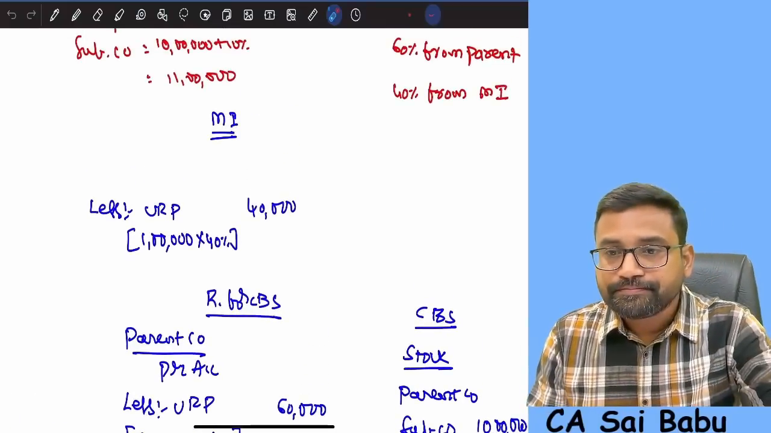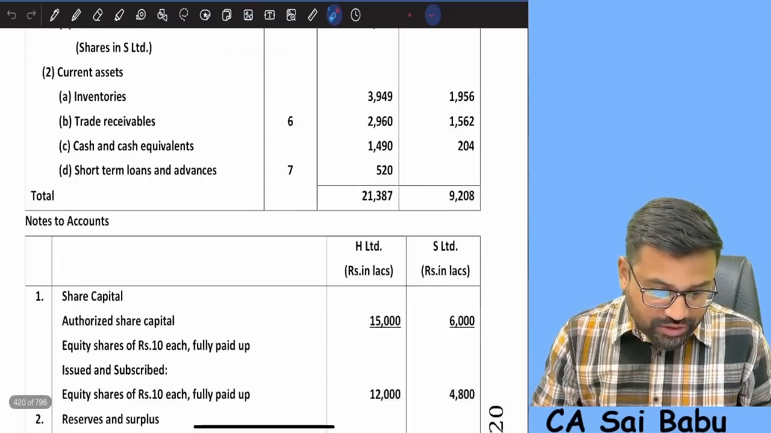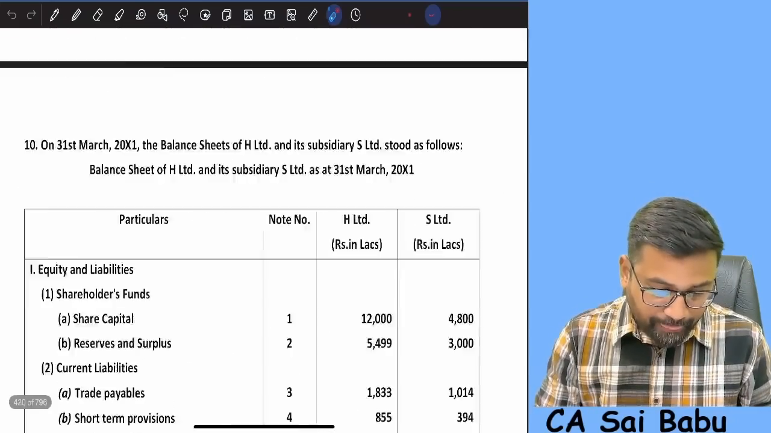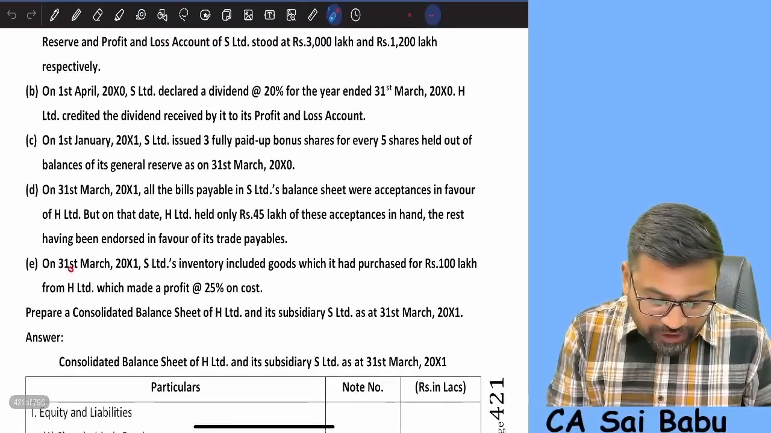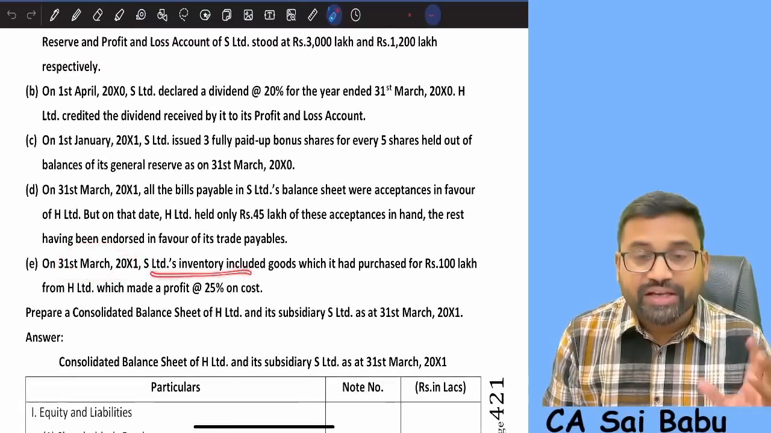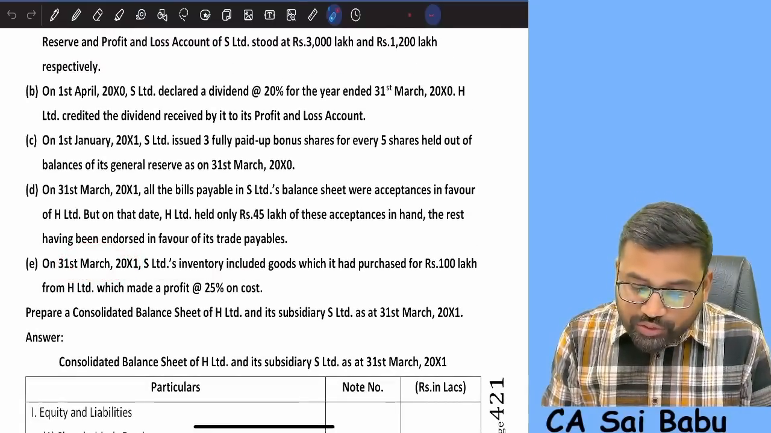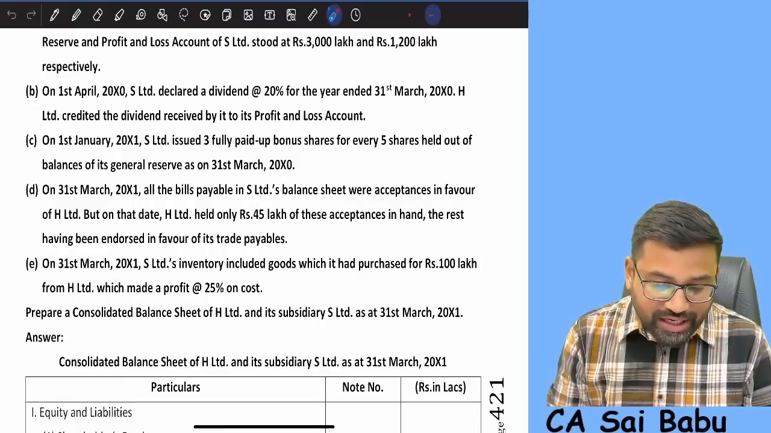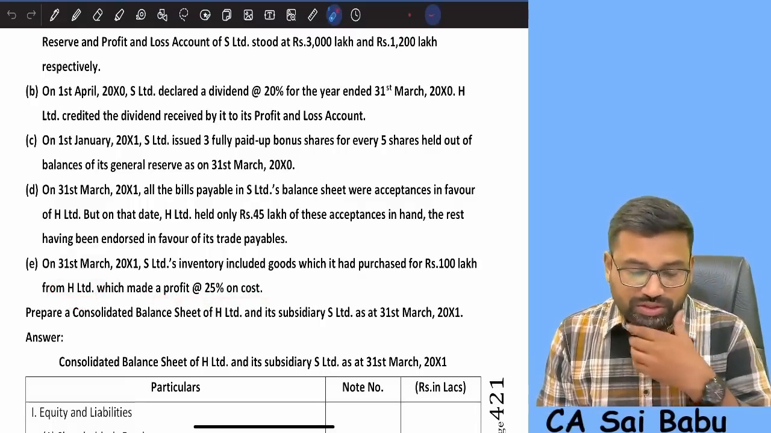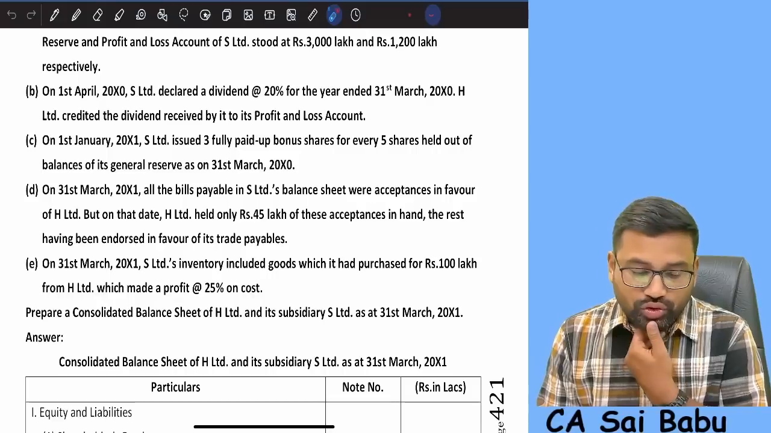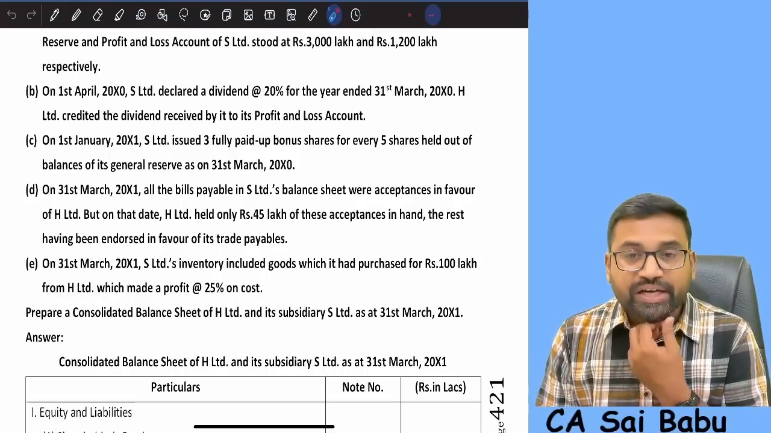Okay. Now see this question, sir. Question number 10. In this question, sir, on 31st March 2011, S Limited inventory, that means subsidiary company inventory, included goods which it had purchased for 100 lakhs from H Limited, which made a profit of 25% on cost. That means here who sold goods to whom, sir? Parent sold goods to subsidiary.